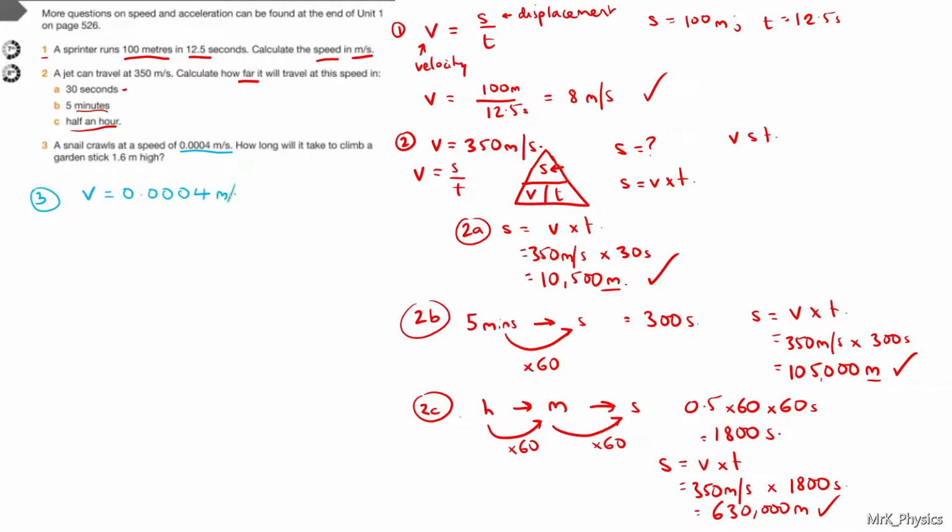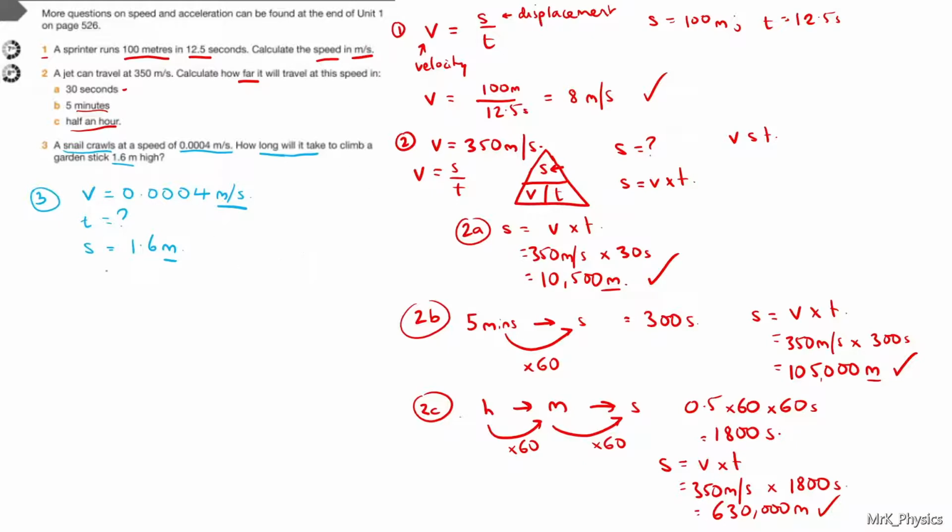0.0004 meters per second. How long will it take? How long will something take? That suggests the time. We don't know. But what we do know is that we're looking to try and go 1.6 meters, meaning that our S, or our displacement, or our distance there, is 1.6 meters. Note that we don't actually need to do any conversions, regardless of that number looking really, really weird. It's just walking or moving at a snail's pace. Get it? There we go, snail crawling.